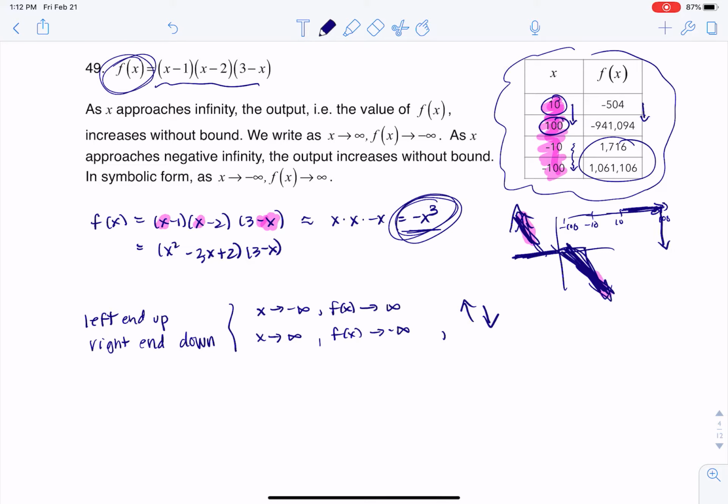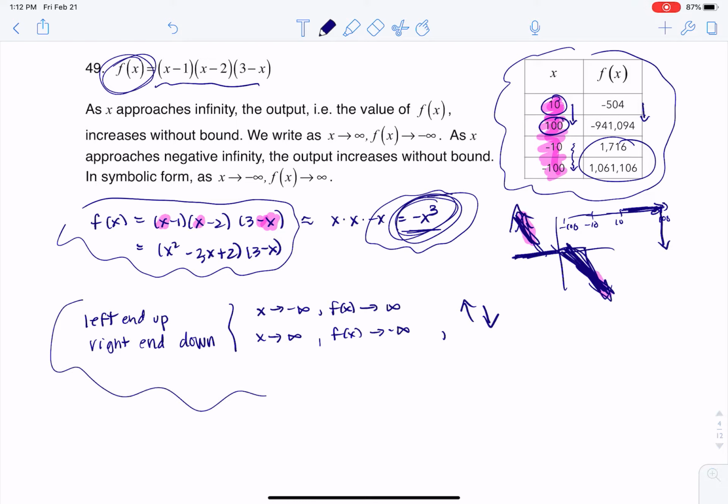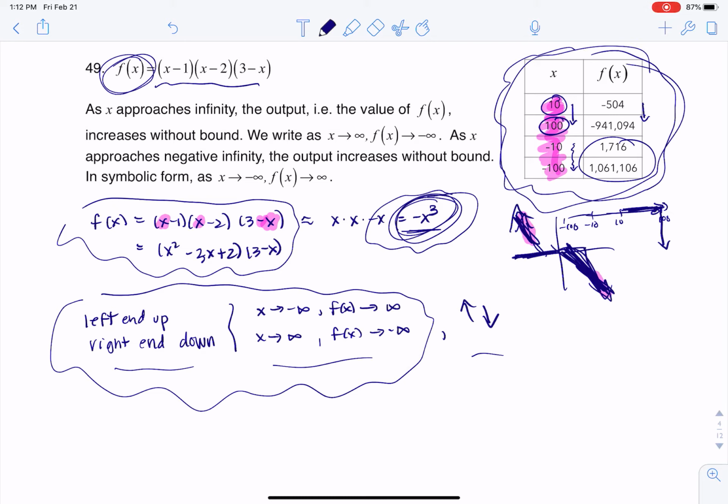So you've got a few ways to do it. You could FOIL this out. You could just look at the lead term. And once you look at the lead term, you can figure out the end behavior in words, with infinity notation, or just arrows, or you could actually plug some numbers in and check it out.